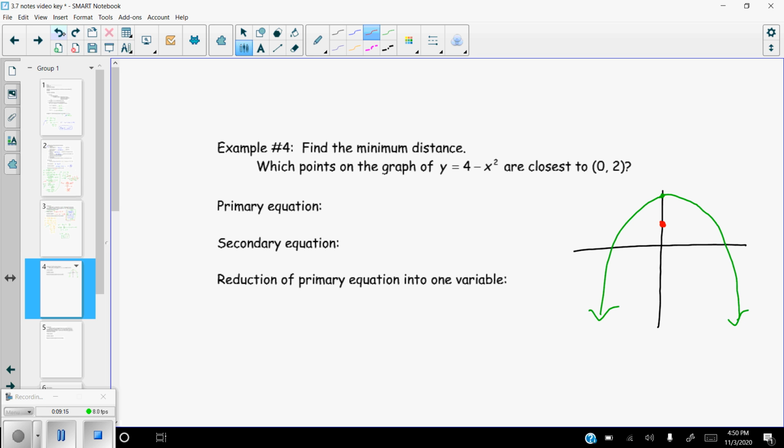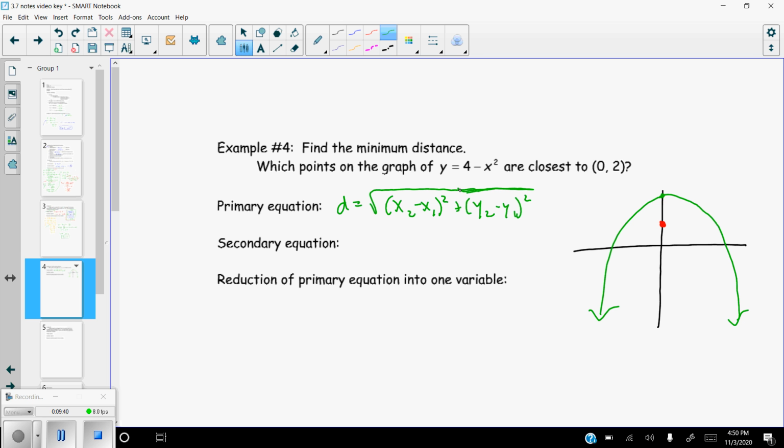So we want to minimize the distance. Well, in order to do that, we're going to need the distance formula. And if we don't remember what the distance formula is, remember that it really is based off the Pythagorean theorem. It's going to be the change of the x's, so x2 minus x1 squared, plus the change of the y's, y2 minus y1 squared.